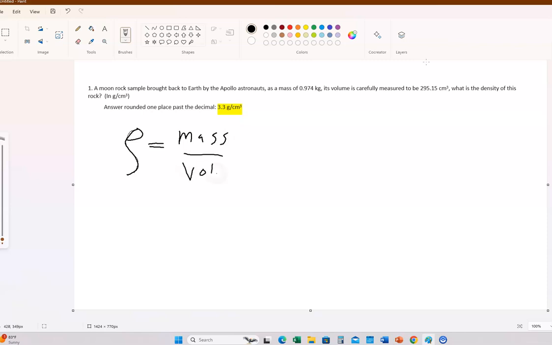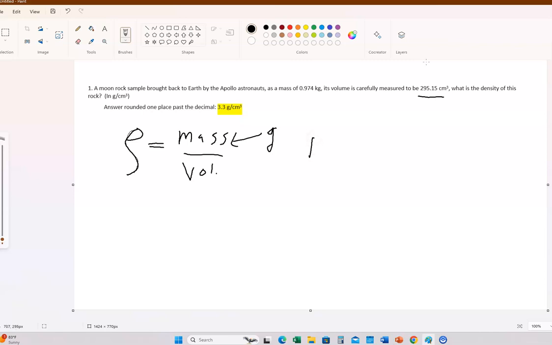So you have to know what the volume is, you have to know what the mass is. Now they give us the mass, in this case it's in kilograms, but in this particular formula we're going to want the mass to be in grams. The volume's already in cubic centimeters, it says that right here, so we don't have to change that at all. So really this is just a matter of changing the units of the mass.